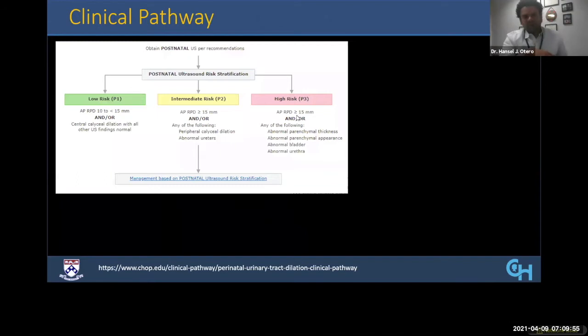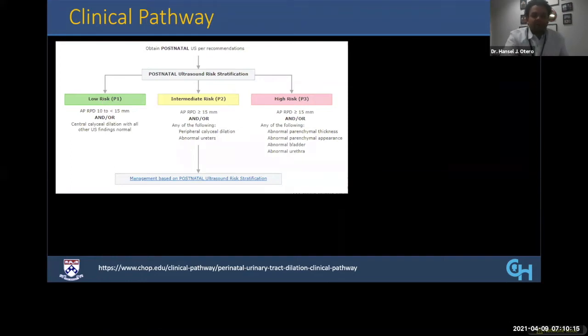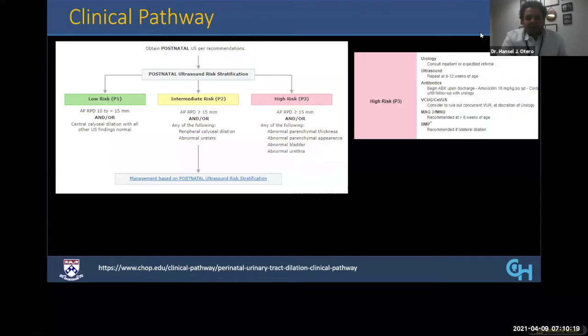Here at CHOP, at the Children's Hospital of Philadelphia, we translated those guidelines into this clinical pathway. The clinical pathway is available to the public. So here I leave you with a website if you are curious. But basically, again, you have low risk, intermediate risk, and high risk based on the first ultrasound after birth. And the idea is that each group tells you if you need to consult urology, yes or no.